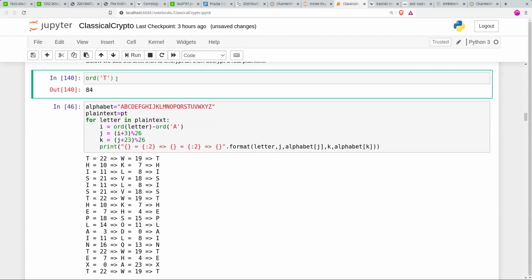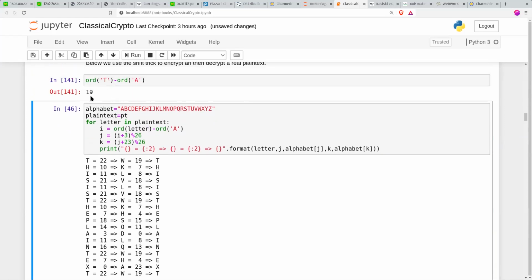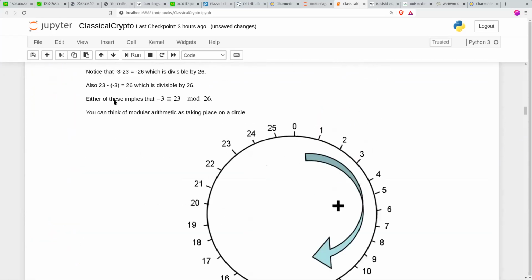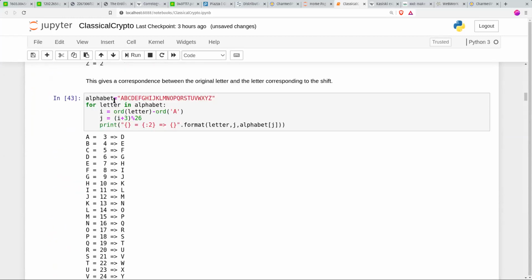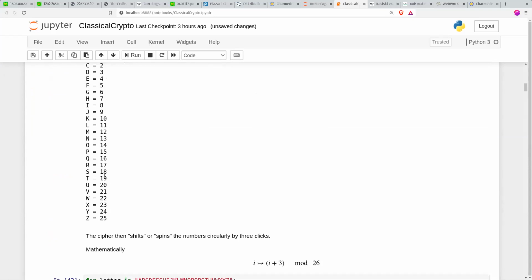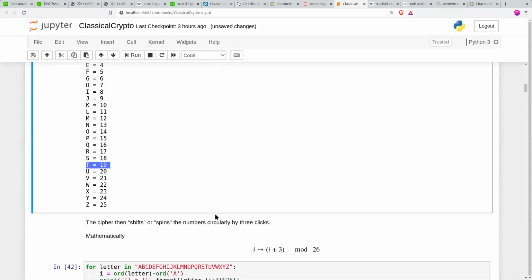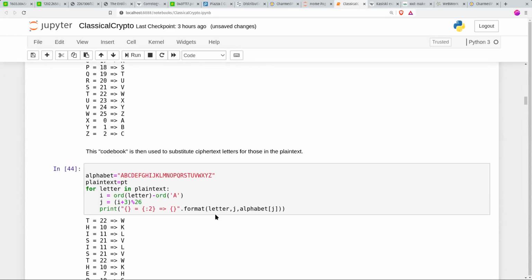Now 84 is not a number between 0 and 26, right? But it is if you take away 65. So when you take away 65, then you get 19. And that works well because back when we originally set up our correspondence, T is the 19th letter of the alphabet when you start the indexing at 0, so you want to think of T as 19 for the purposes of this cipher.